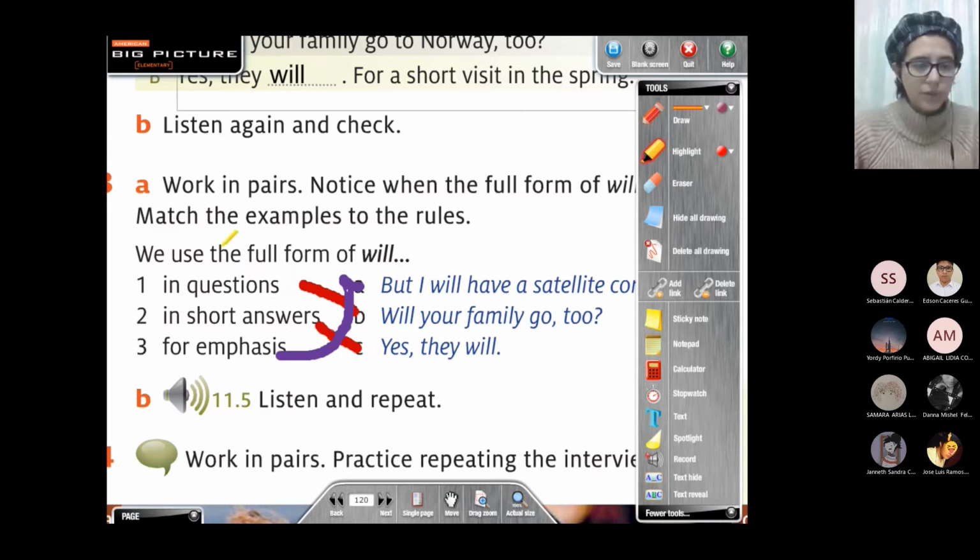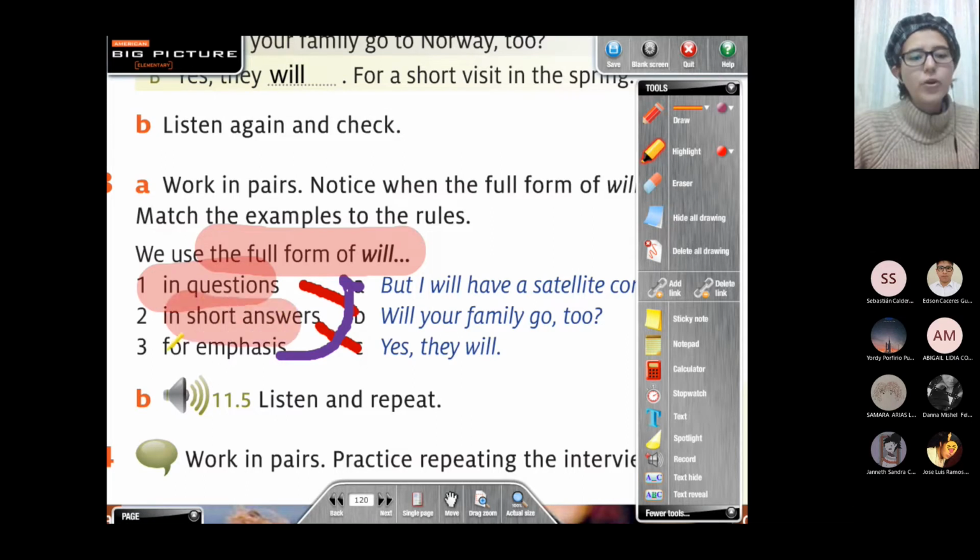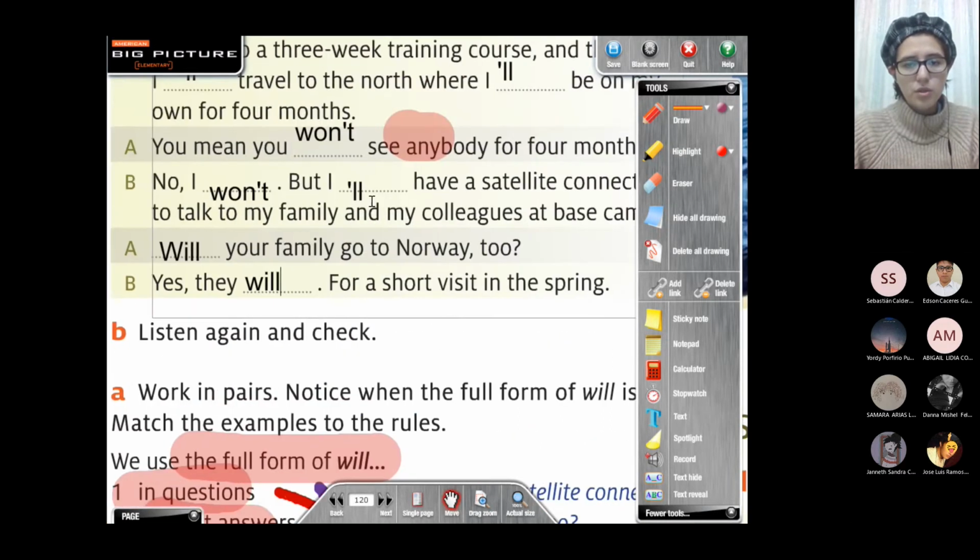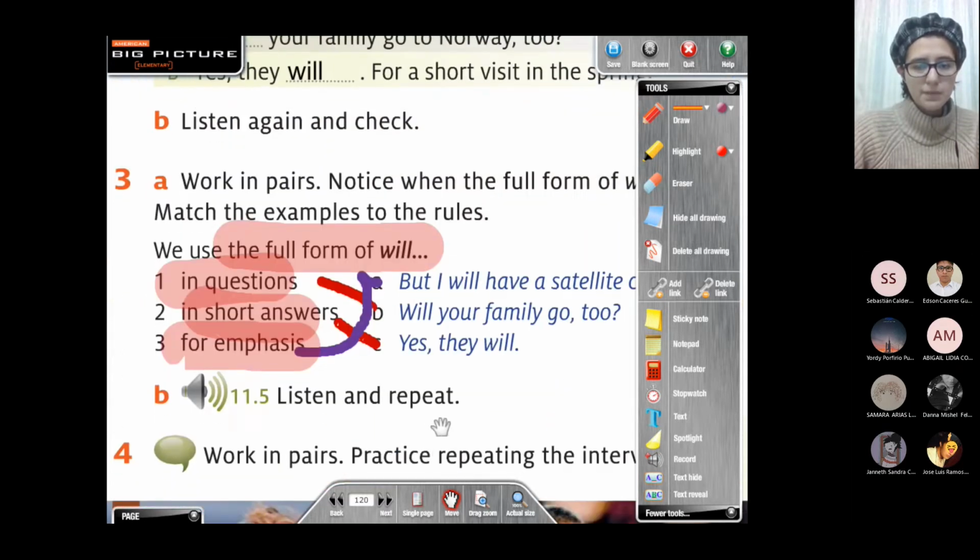When to use the full form of will for these three options: questions, short answers and for emphasis, para hacer un resalte, para hacer un énfasis. So here we're going to check. But I will have a satellite connection, right? So here we have a negative answer. No, I won't, but I will have a satellite connection. That's it.